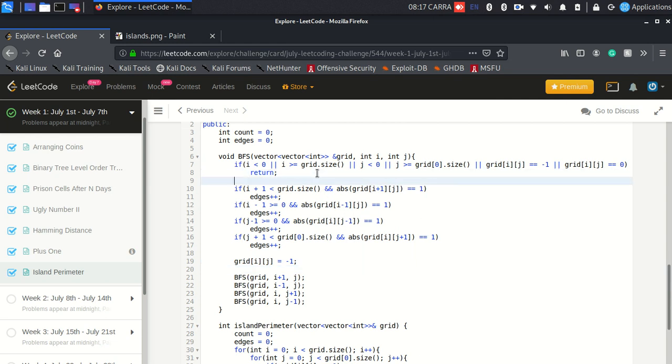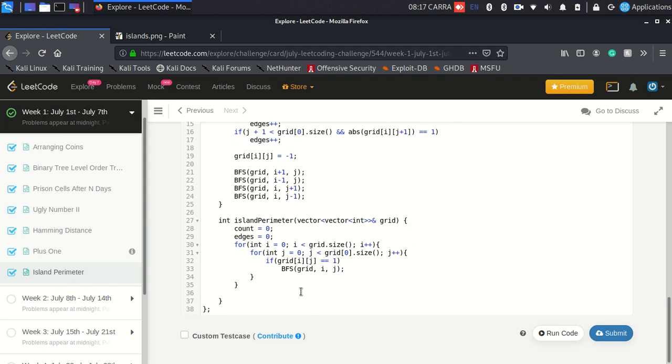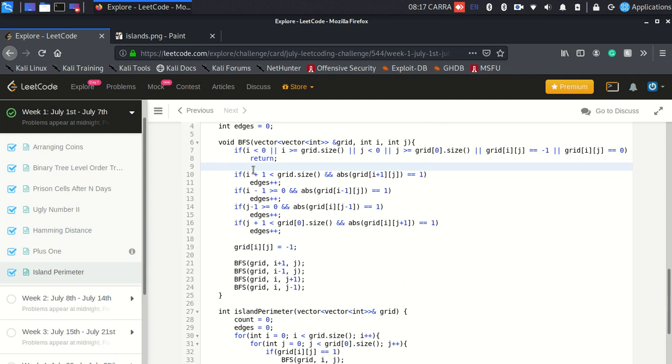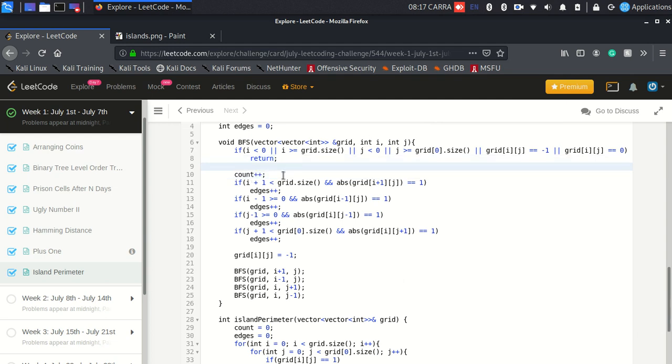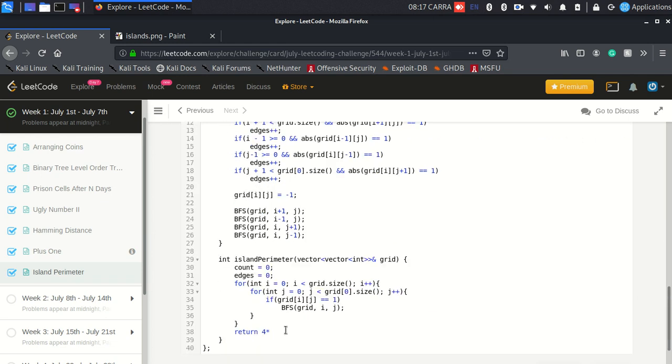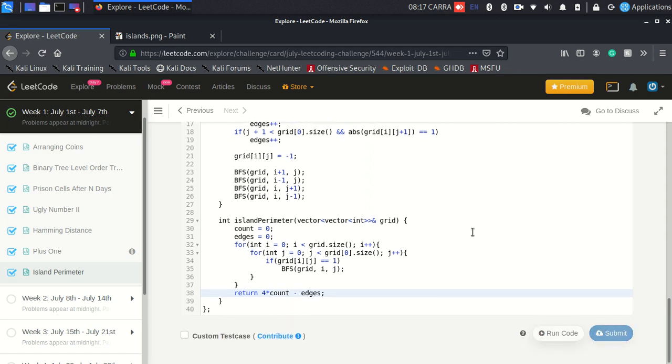Yeah, so I think this would do, and at the end what I need to return is 4 into count. So I need to update my count as well. Every time I land upon a new island, I would update my count, right? So here's a count plus plus, so my answer would be nothing but 4 into count minus the total number of common edges. Let's run the code.